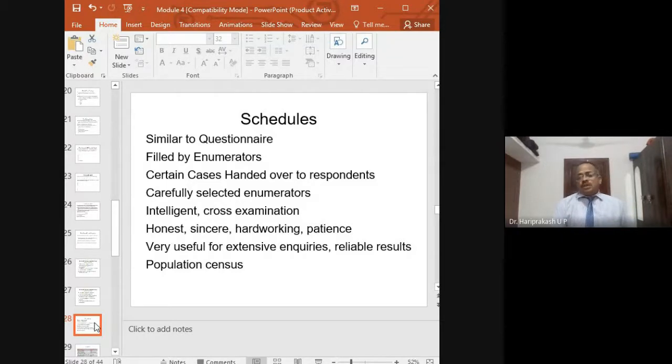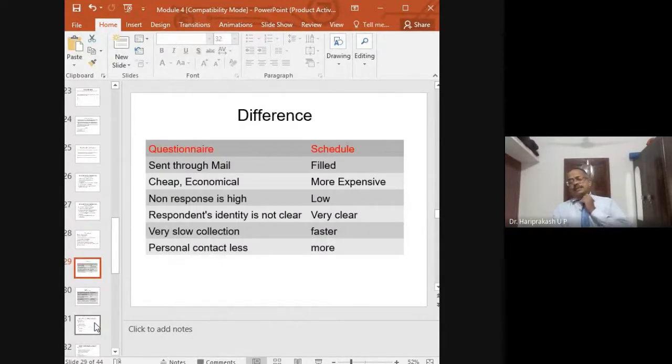Schedules are very useful for extensive inquiries. When you need to collect a lot of data, then the schedule becomes a useful instrument. And the results are reliable. The data collected through schedules are reliable, because an enumerator is involved, and we see that enumerators have certain characteristics. By now I feel that you are clear about what a schedule is. We will now see some other differences between the questionnaire and the schedule.